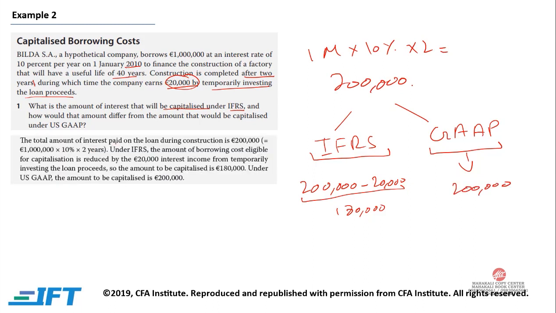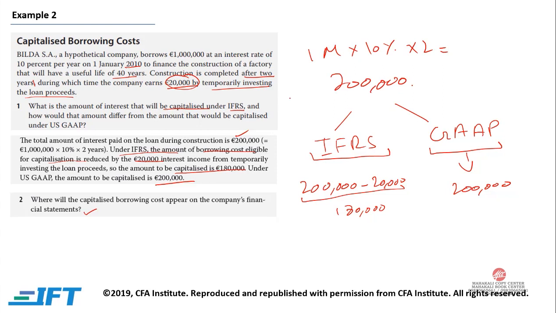So the total amount of interest paid, as we have just calculated, is 200,000. Under IFRS, the amount of borrowing cost eligible for capitalization is reduced by 20,000 and 180,000 would be capitalized. Under US GAAP, the amount that would be capitalized would be 200,000. Where will the capitalized borrowing costs appear on the company's financial statements?